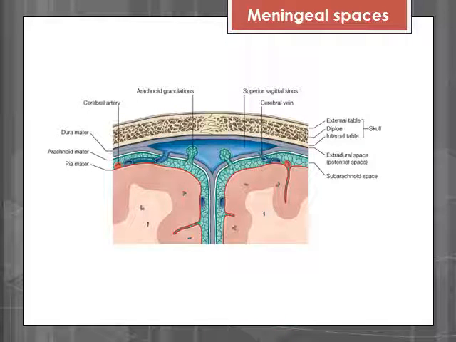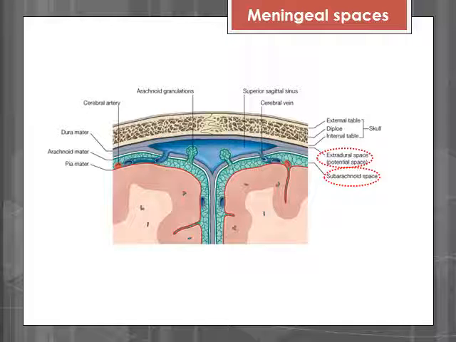This figure shows the arrangement of meningeal spaces. There are two meningeal spaces, a potential one, which is called the extradural space, and a real space, which is the subarachnoid space. The extradural space is a potential space related to the dura mater, and it is formed as the outer or periosteal layer of the dura is firmly attached to the bones that surround the cranial cavity. Thus, a potential space is formed between the dura and the bone.